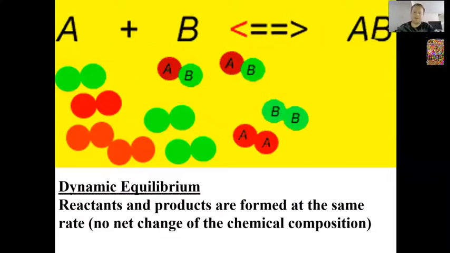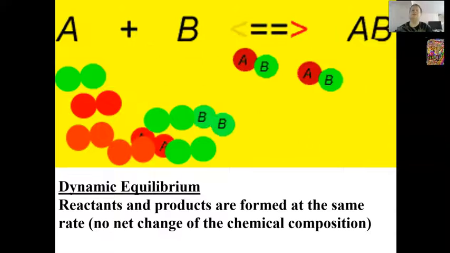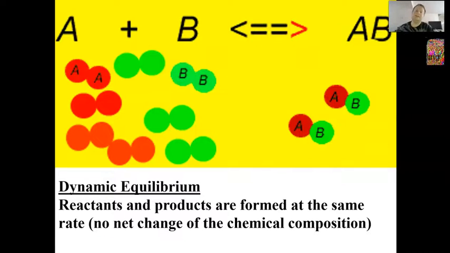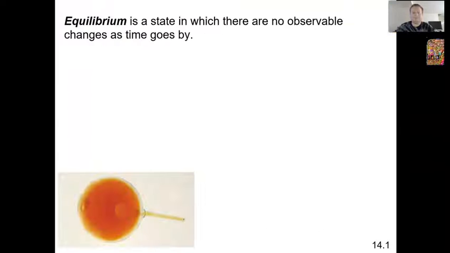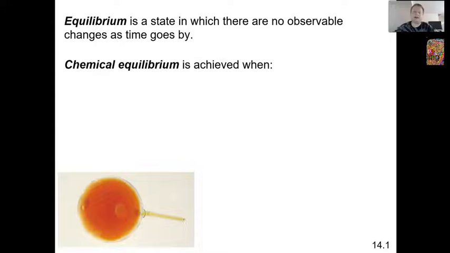This is showing that too, right? The rate at which A and B are reacting to form AB is the same as the rate at which AB is splitting to form A plus B. That's all that we're saying here, no change. So equilibrium is a state in which there is no observable changes as time goes by.